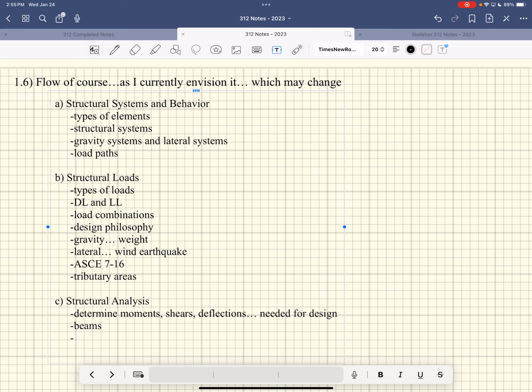Your guess is as good as mine, Madison. That's how I envision it. I like the idea of a project at the end, where we say, here's this big structure, put it into a computer program, do some analysis, and come up with moments and shears. God, I talk a lot.